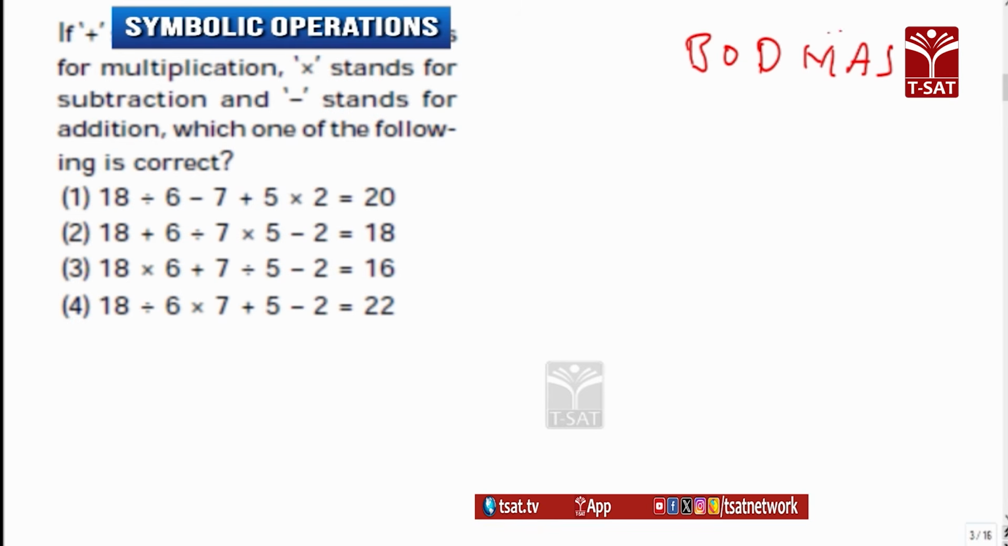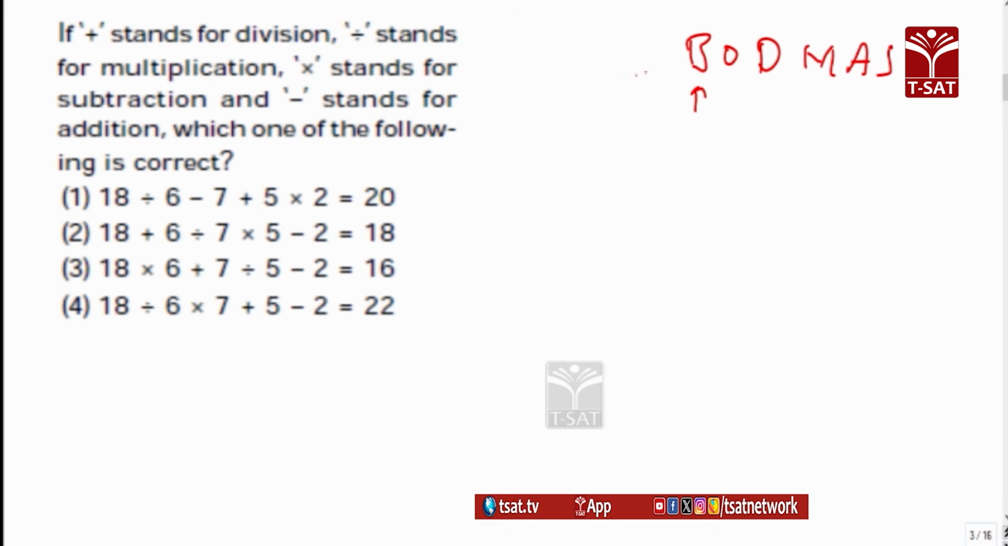So, BODMAS, in BODMAS, first we go with brackets, but in symbolic operations you won't see any brackets generally, but in specific cases you will see. Then order or of, first we will do division, then multiplication, then addition, and then subtraction. So, based upon this BODMAS rule, we try to solve these questions. Generally in the examination, these types of questions are given mainly to check the candidate's ability to solve this question within 36 seconds, because generally these questions are time consuming.